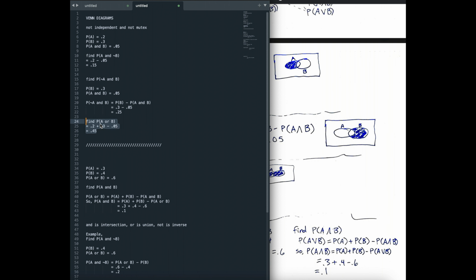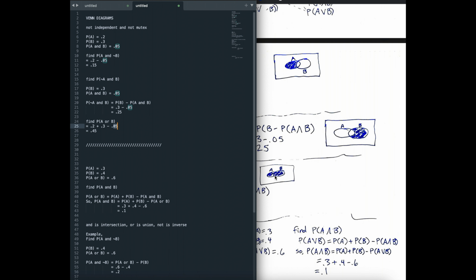Now the next one is find probability of A or B. So let's do probability of A is 0.2, probability of B, 0.3, minus probability of A and B, because that's where they overlap. And you can see right here, if you think about it, your probability of A is the circle on the left, probability of B is the circle on the right. Those two have an overlapping section, that's why you have to subtract probability of A and B, that intersection, so you don't count it twice. And you get 0.45.